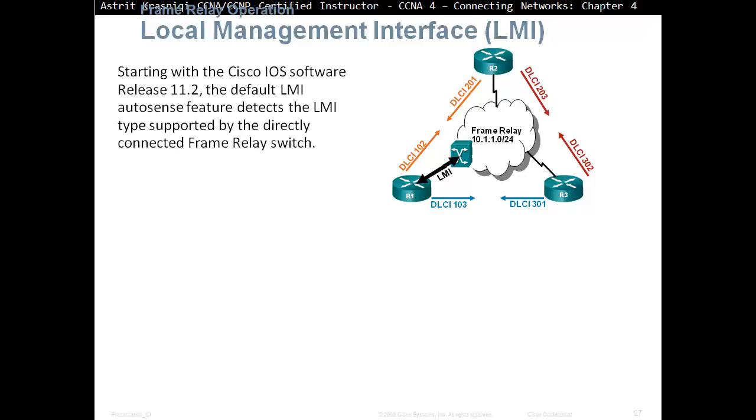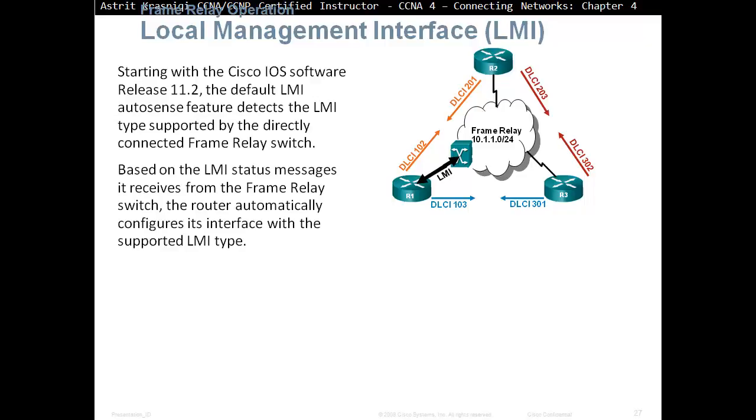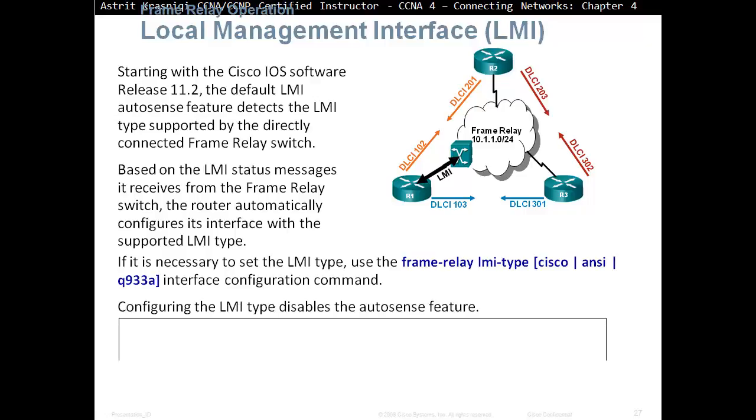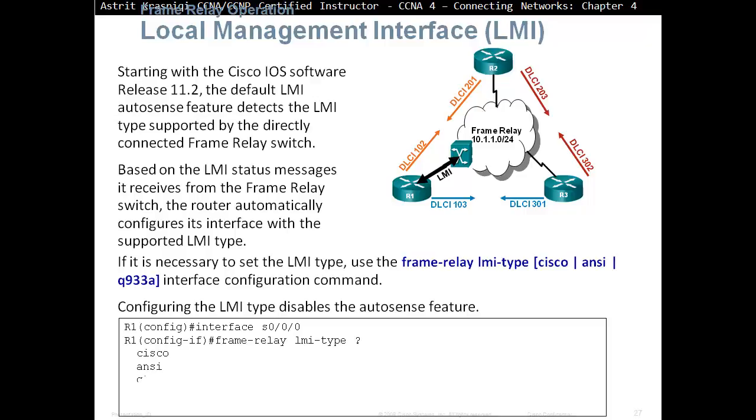Starting with Cisco IOS software release 11.2, the LMI autosense feature detects the LMI type supported by the directly connected Frame Relay switch. Based on the LMI status messages it receives from the Frame Relay switch, the router automatically configures its interface with the supported LMI. If it is necessary to set the LMI type, use the frame-relay lmi-type command and then whichever LMI you are using. Configuring the LMI type disables autosense.